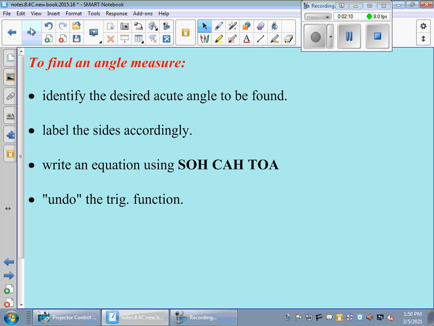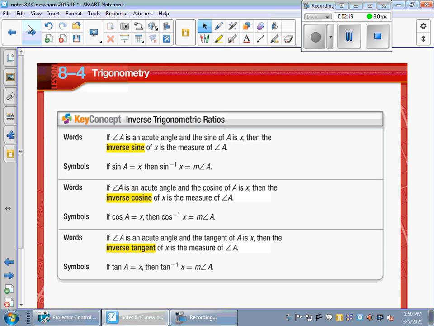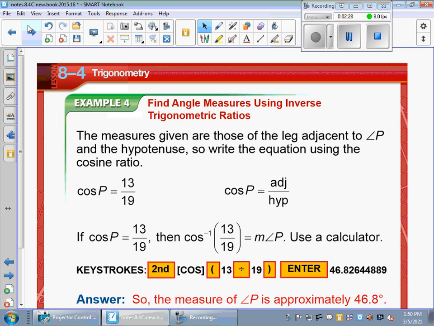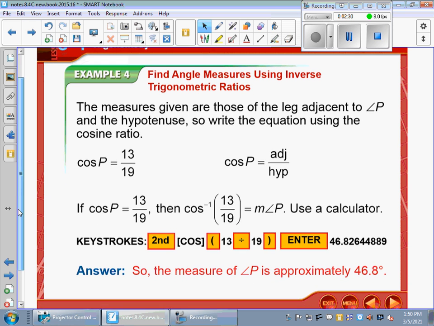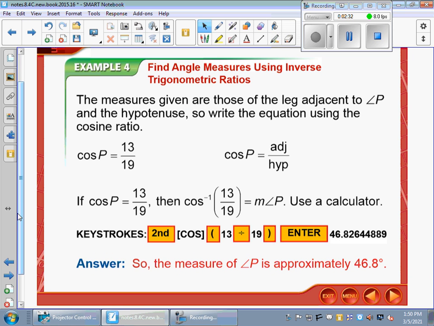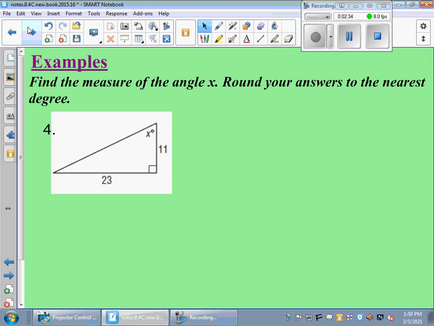So now we're going to try to find an actual angle measure. We're going to use the same steps we did with the previous section of notes, and we're going to use SOHCAHTOA. We're going to undo the trig function to try to get a correct answer. So this is a key concept for you to take a look at, to make sure that works. This is just an example. You can take a look, try it out, see how that goes. And I'm going to do this one here and then stop the notes to see if it worked.